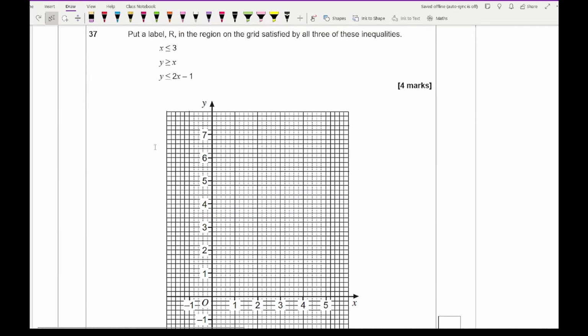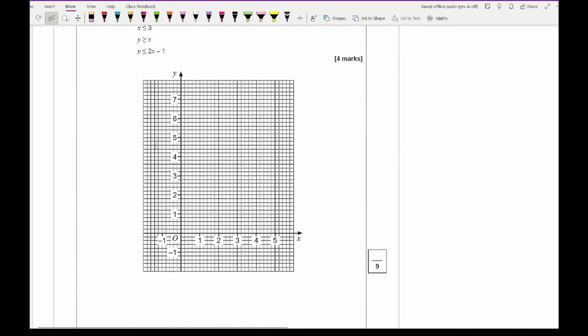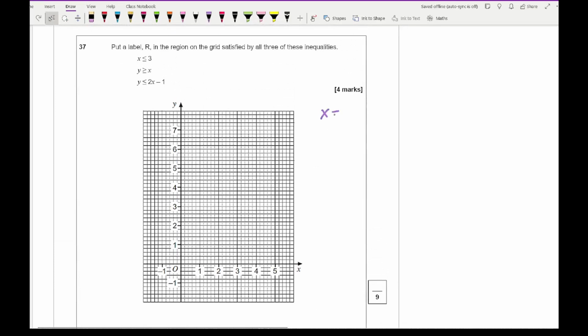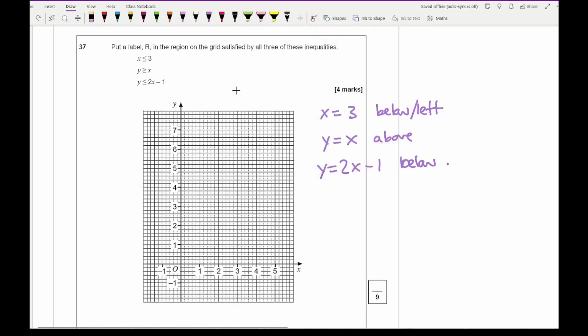Moving on to question 34. So here we look at plotting inequalities. What we need to do for this particular question, if we go back to it, is plot x equals 3, and I want below the line, or to the left. I then need to plot y equals x, and I want above the line. And I then need to plot y equals 2x minus 1, and I want below the line for that one. So plotting x equals 3, they're all going to be solid lines because it can equal that. So that's going to be a vertical line through x equals 3.